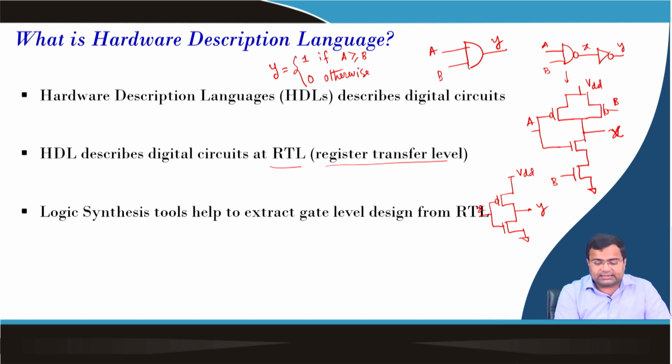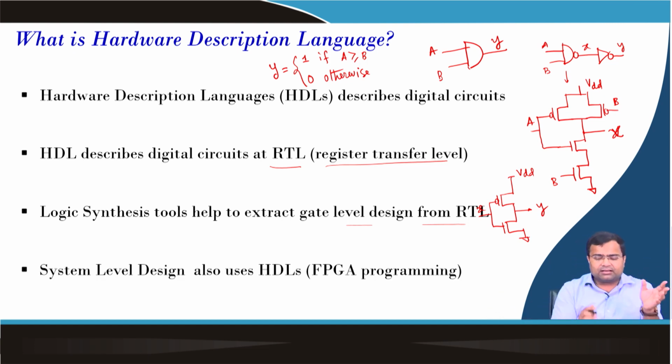Then we can use a logic synthesis tool. Very standard advanced tools are available. If you provide the RTL level description to that tool, it will synthesize the VLSI IC, that means the gate level design from RTL. So it can make the ASIC from the RTL. At the system level, the Verilog hardware description language can also be used for prototyping using FPGA, and that we will be discussing in this course.